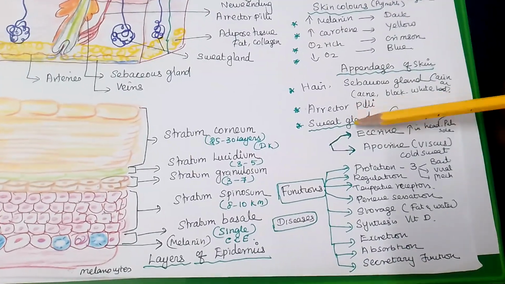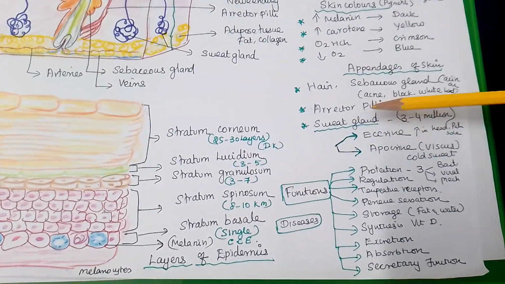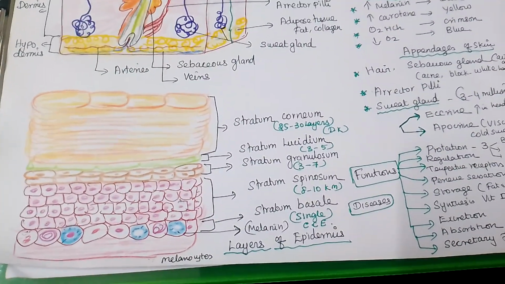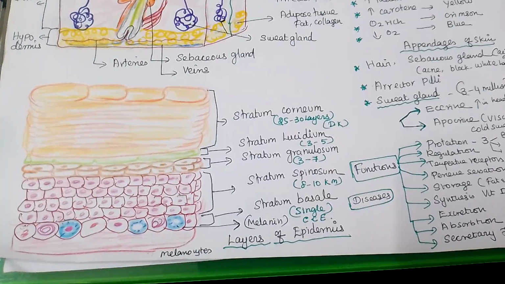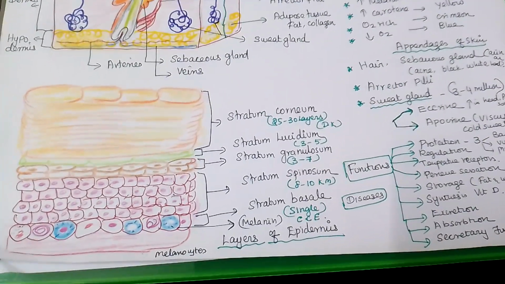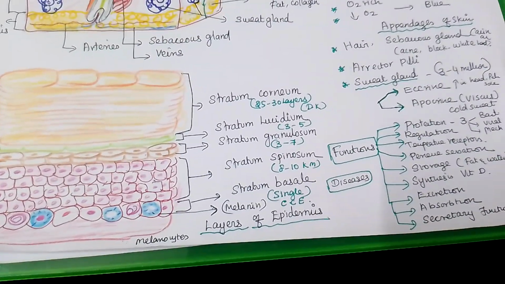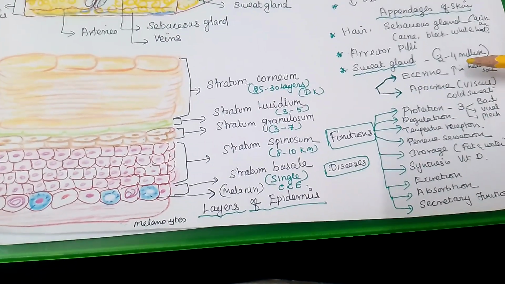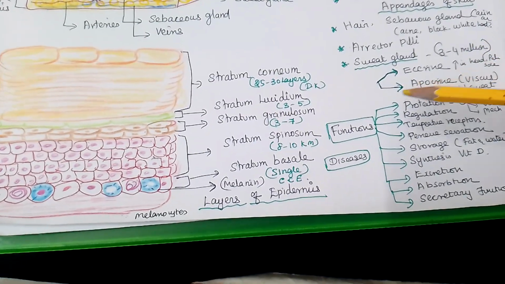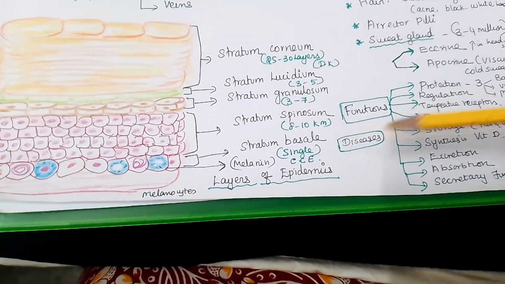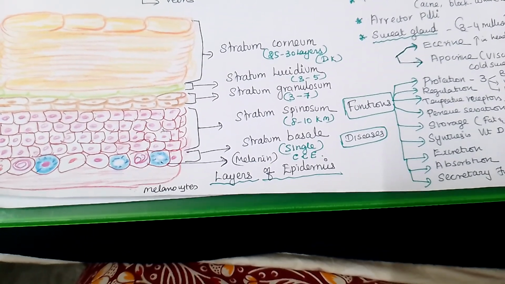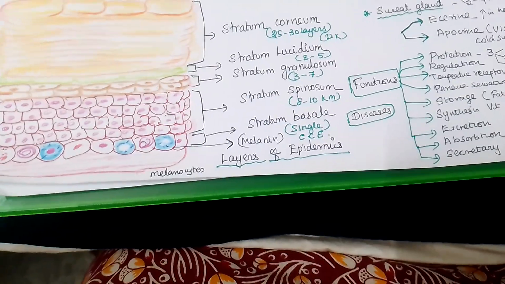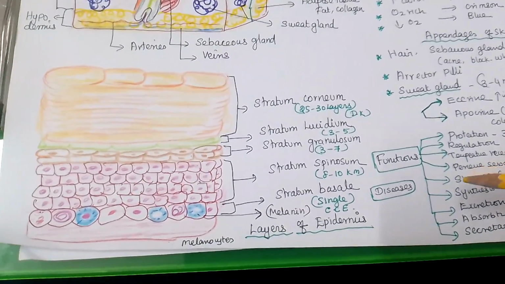This has dark keratinizing cells, and then the stratum lucidum. The stratum lucidum, which is present only in the palms and the soles, has nearly 3 to 5 layers. Then comes the stratum granulosum, which has 3 to 7 layers. Stratum spinosum has 8 to 10 keratinized layers, and then the stratum basale. In this stratum basale, single cuboidal columnar epithelial cells are present.